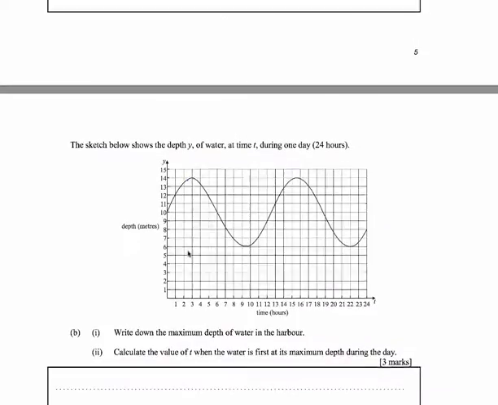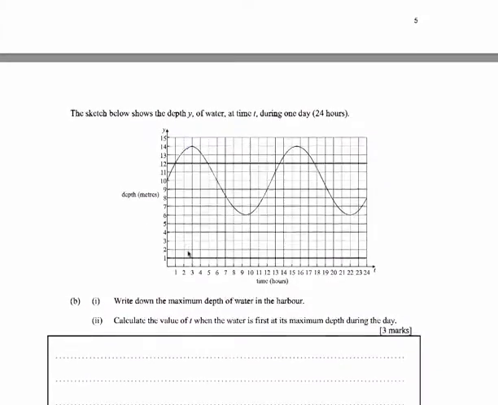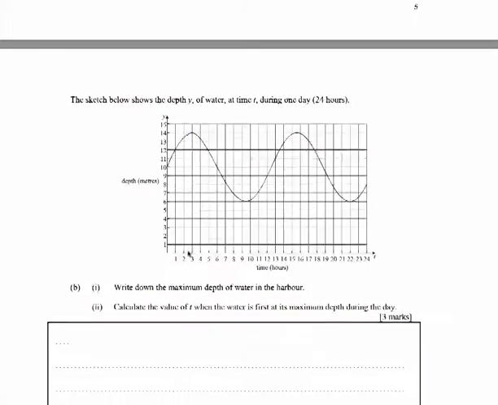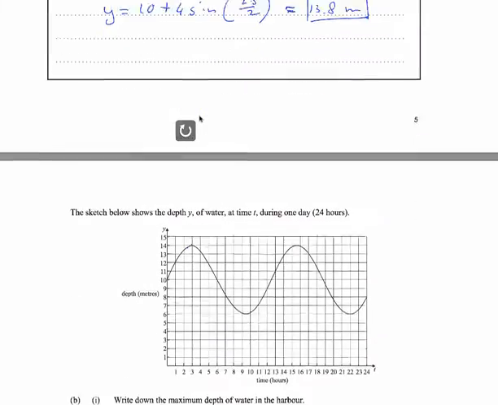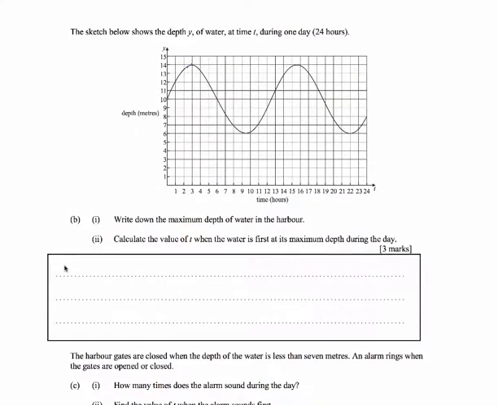All right, so here's the graph for the first 24 hours. Write down the maximum depth of the water in the harbor. Oh, that's there, which 14 makes sense because 10 plus 4 is 14. Okay, good. 14 meters.